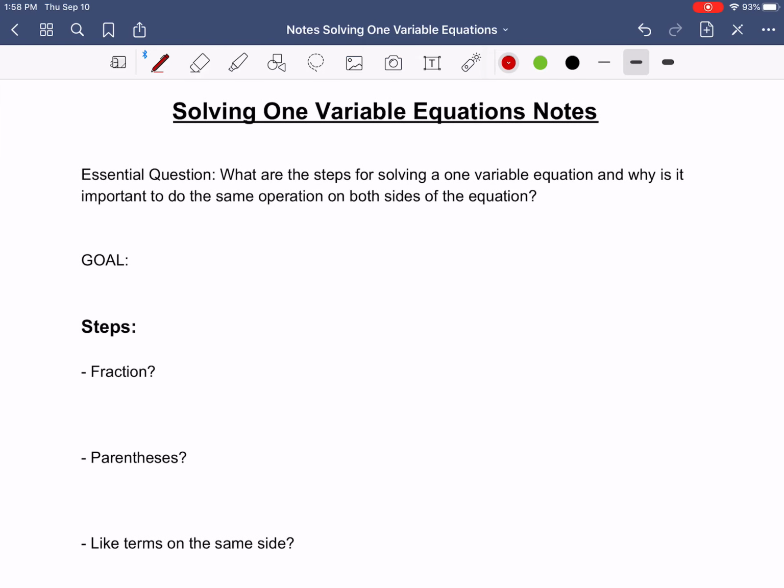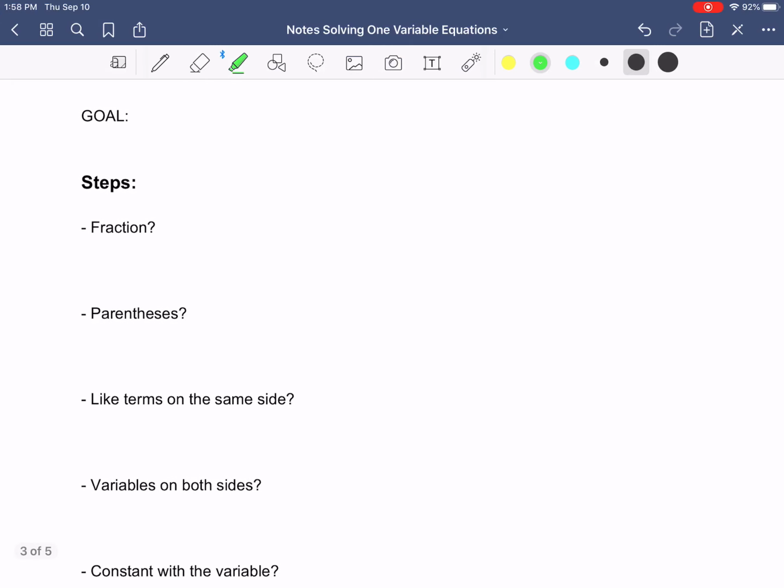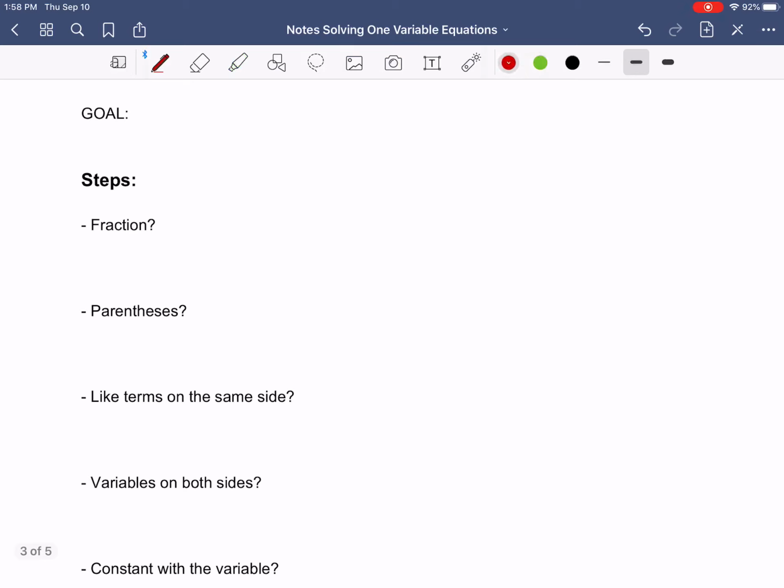Okay, so the essential question, what we're going to want to answer today, is: what are the steps for solving a one variable equation, and why is it important to do the same operation on both sides of the equation? You don't have to write that down on this notes page because it is located in the sticky note to the left hand side of the page where your slides notebook page is, where you're going to put this.